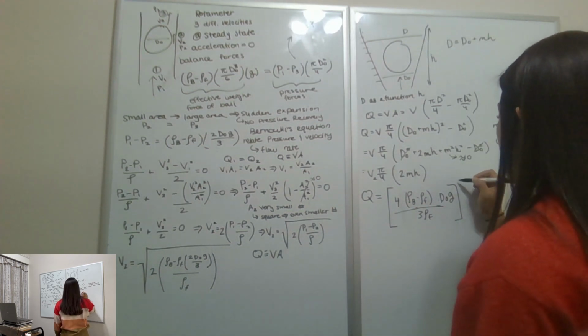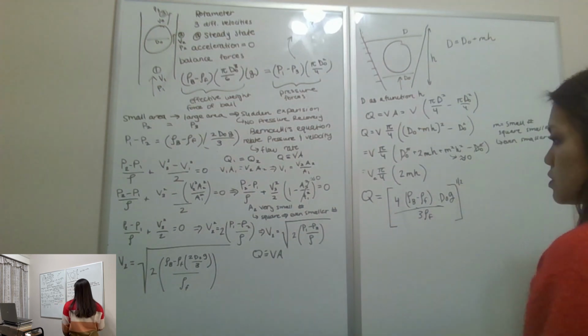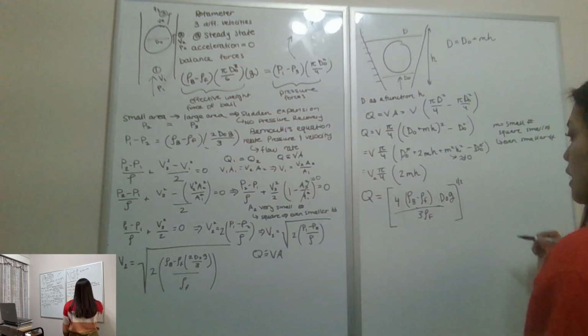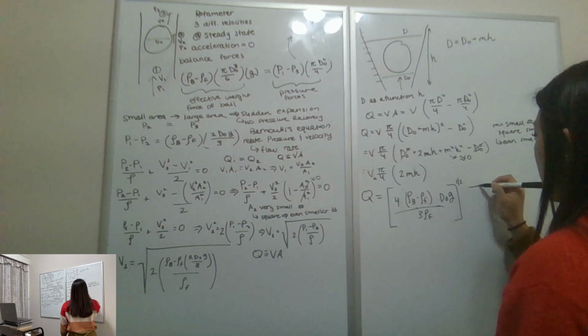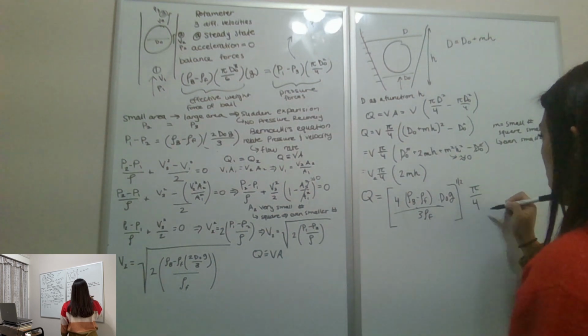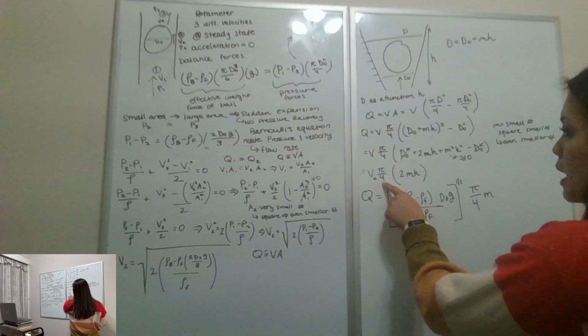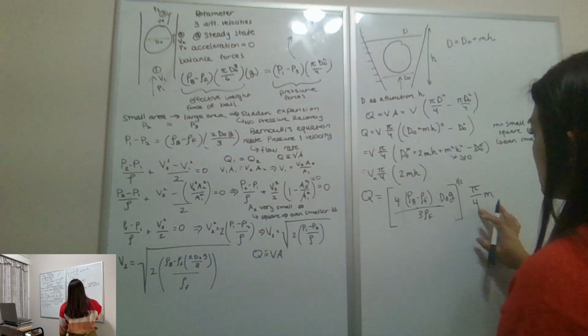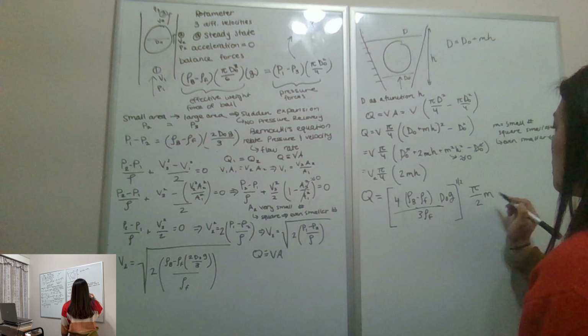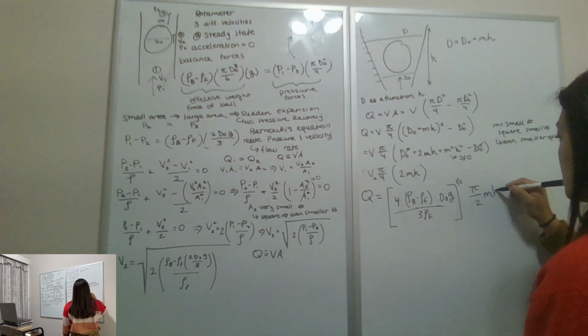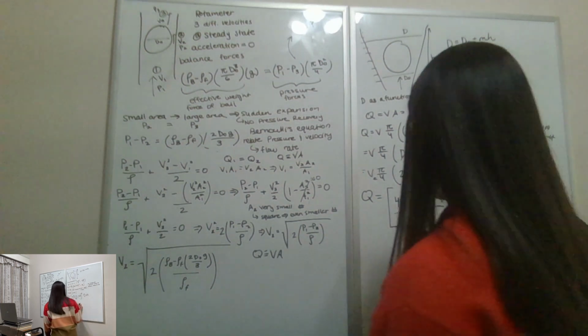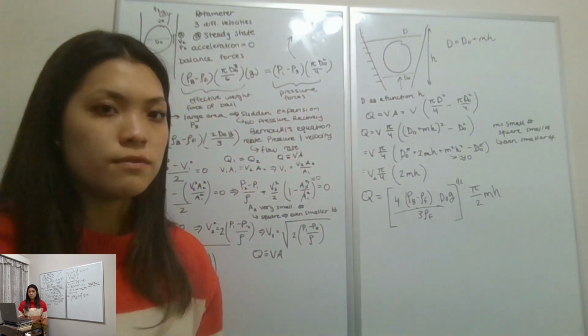It'll be that quantity to the 1/2 power, and then multiplied by pi over 4 times the, so this pi here and this 2 here will actually cancel out, so we'll have pi over 2 times the slope times the height. And so that is our equation for the flow rate.